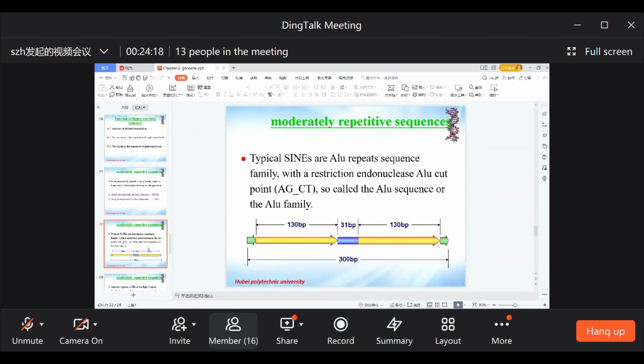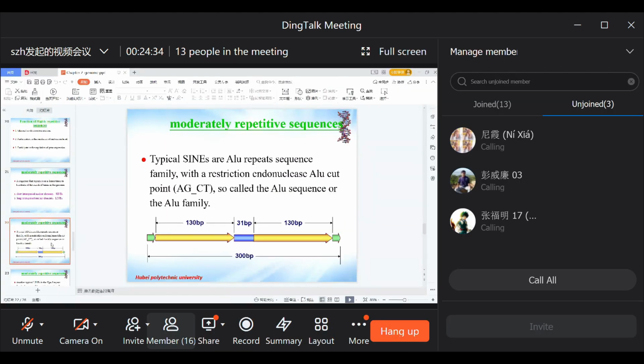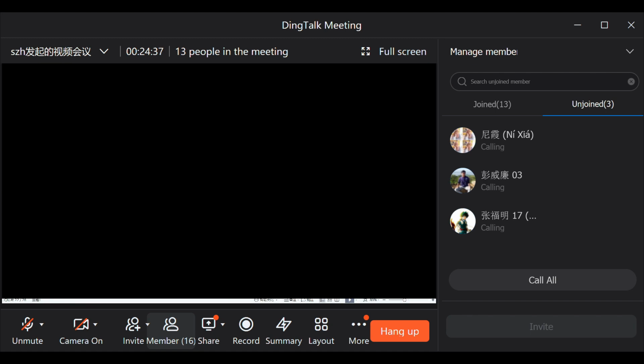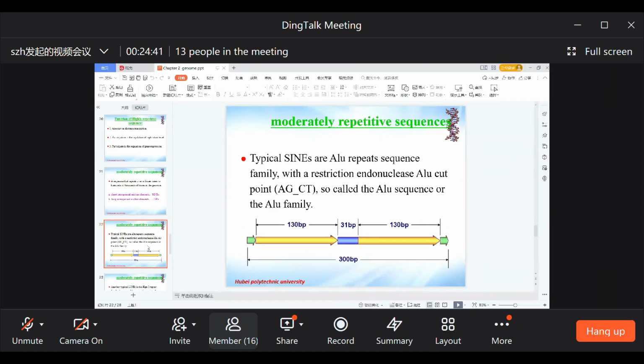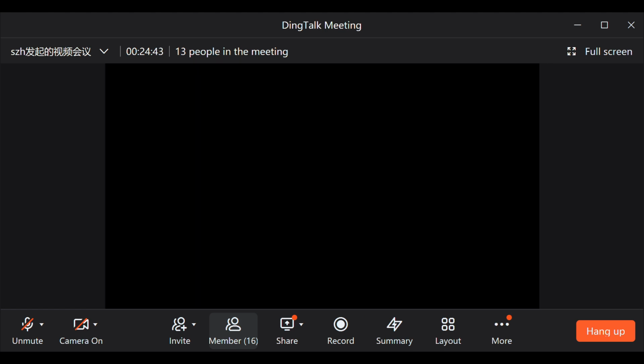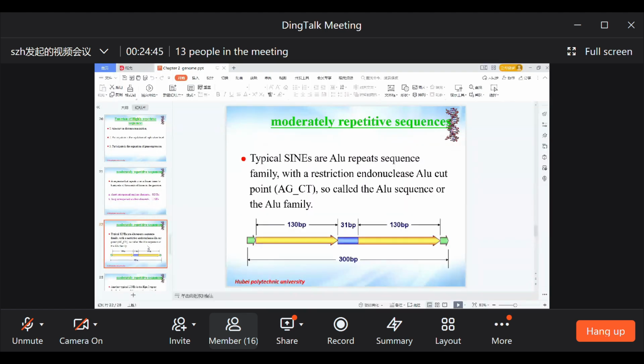in eukaryotic organisms. Second, this is one kind of typical short interspersed nuclear elements. This repetitive sequence is cleaved by the restriction endonuclease ALU and forms the classical three kinds of sequence.